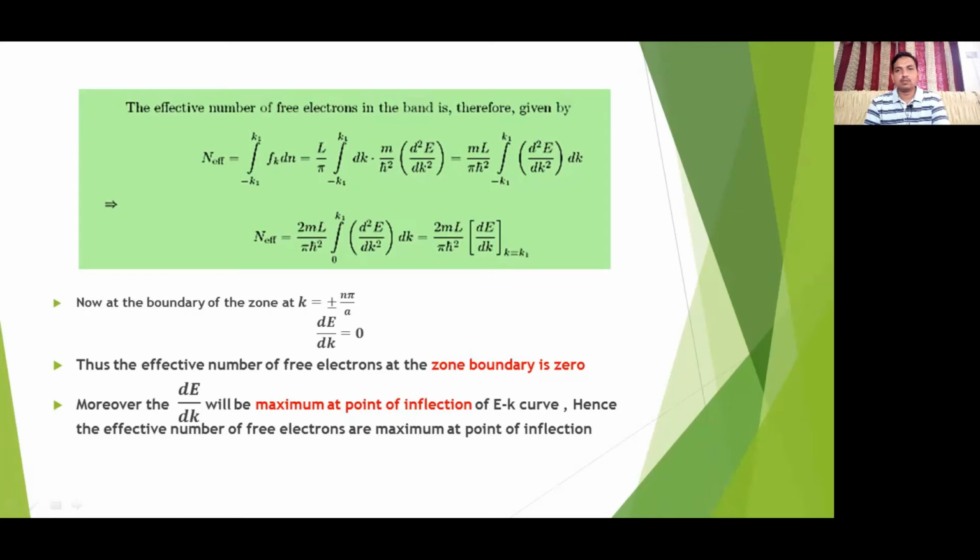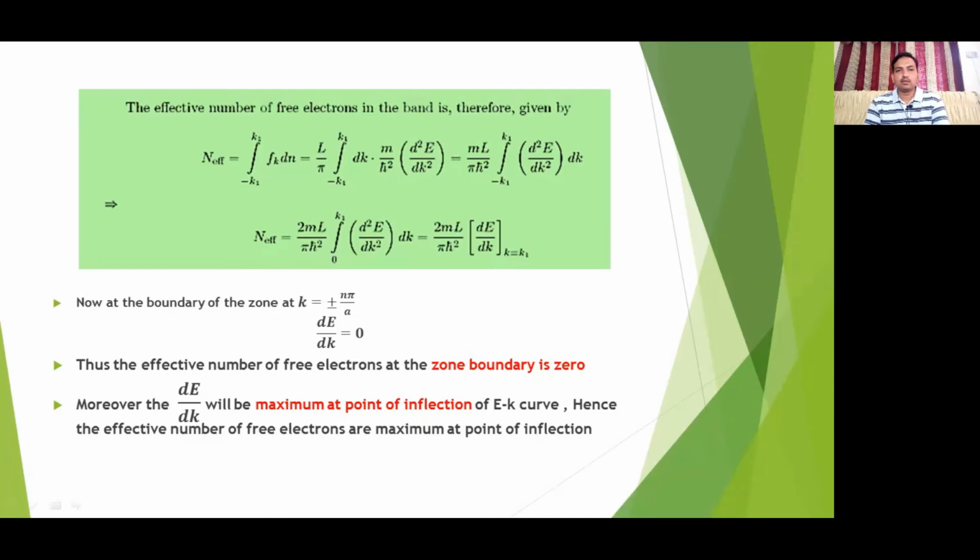So this is quite simple. Solve this integral for the value k equal to k1. Because it is a definite integral, you double the value. So you change the limit from minus k1 to k1, to 0 to k1. All you have to do is double the value. So you get k equal to k1, and this is the final relationship for n effective.